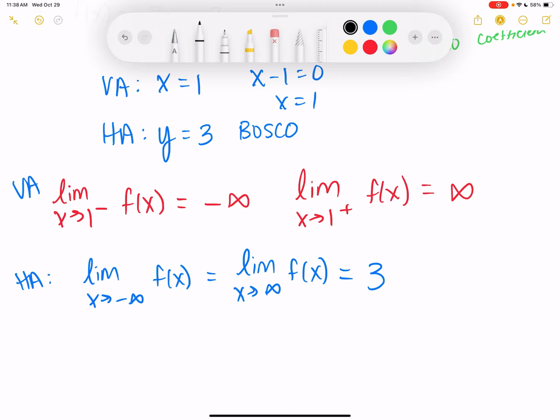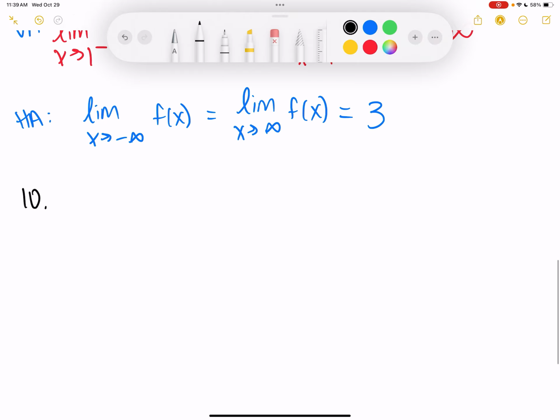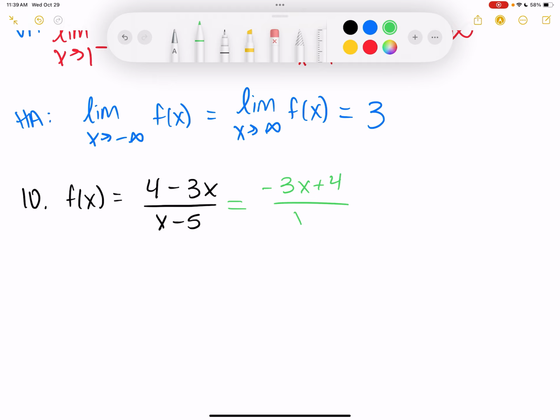Another one of these, number 10. F of x equals 4 minus 3x over x minus 5. I would probably recommend before you do anything else that we rewrite this as negative 3x plus 4 over x minus 5, because on that last quiz, y'all proved to me that you don't always pay attention to the order that things are written in. So I would rewrite it so that you don't end up getting the wrong horizontal asymptote. It won't make a difference for vertical.